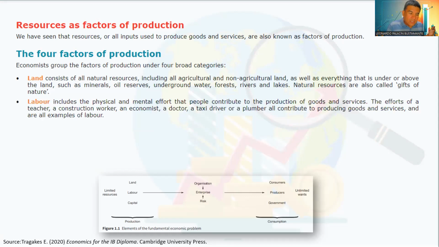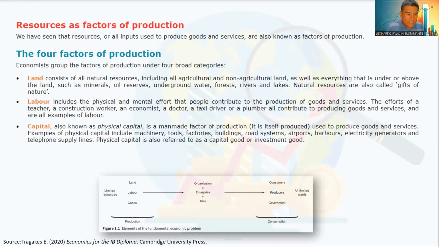Labor includes the physical and mental effort that people contribute to the production of goods and services. For example, a teacher in school, an economist in a bank or a governmental institution, a doctor in a hospital. They contribute to the production of either goods or services that individuals need.